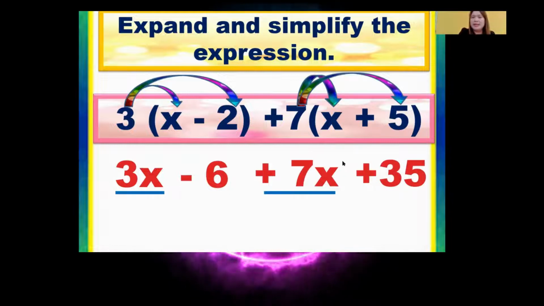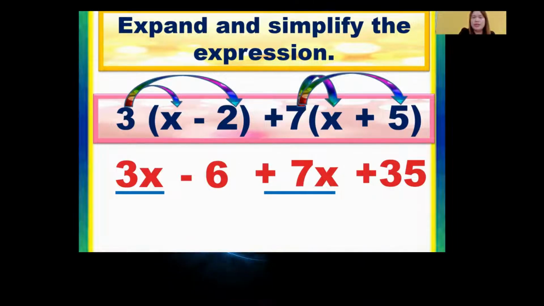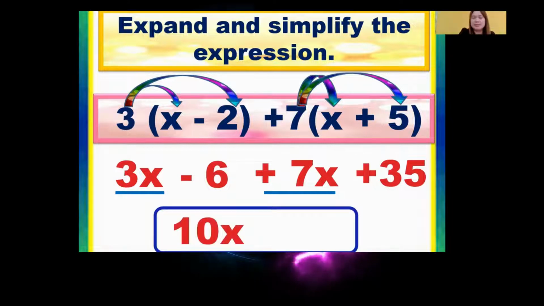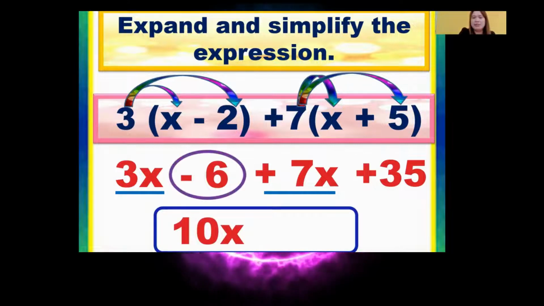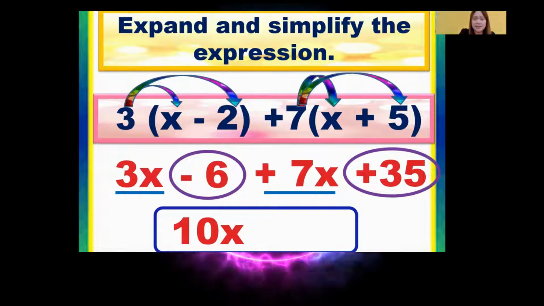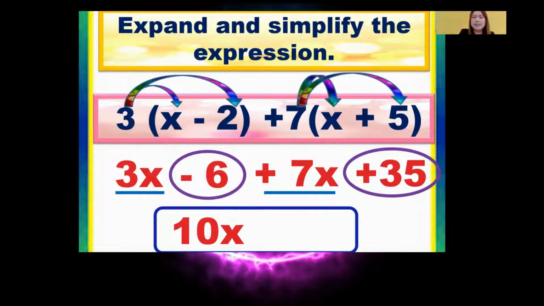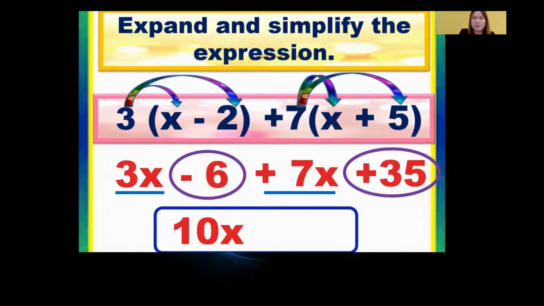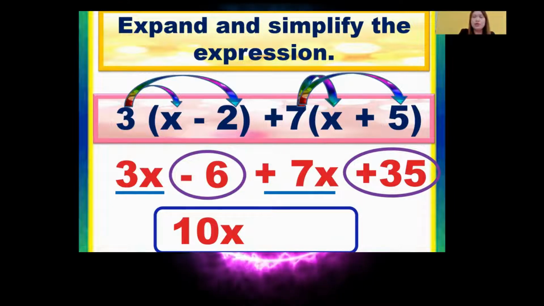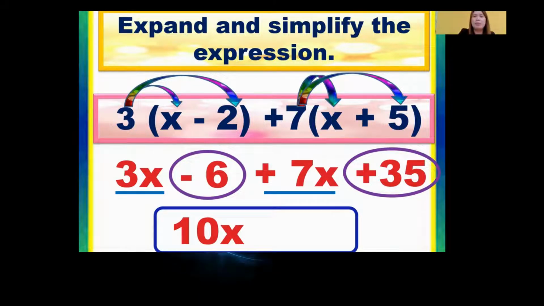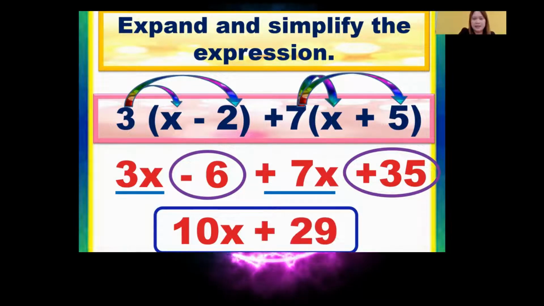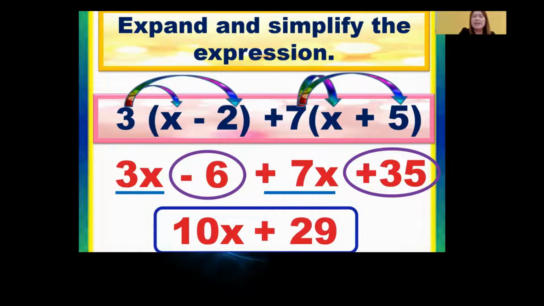So 3x and 7x are like terms, so we can have 10x. Negative 6 plus 35, different signs, Year 8. What should you do? Subtract the numbers and copy the sign of the bigger number, which is 35. So 35 minus 6 gives you 29. But remember, 35 is bigger, so we have positive 29. So 10x plus 29 is the final answer.